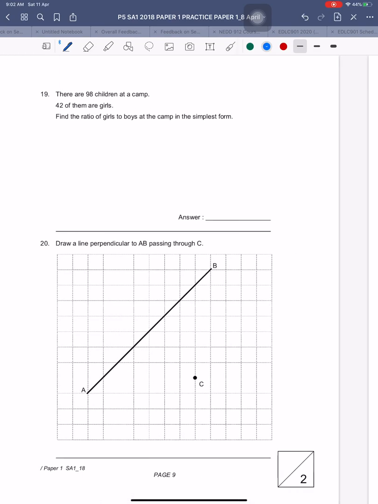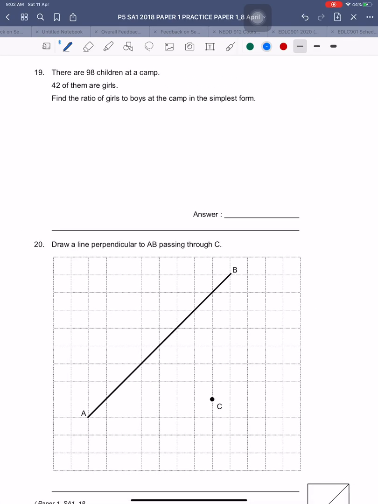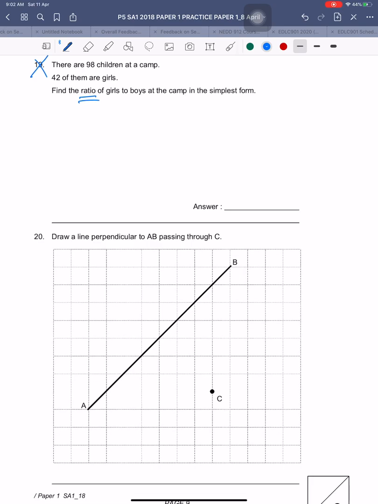Question 19. I know ratio I have not taught you yet, so that's why most of you cannot do this question. Don't worry, when we meet again back in school, I will be starting this topic on ratio. So maybe this one you just keep it aside first. I will go through this question with you when we go back to school.